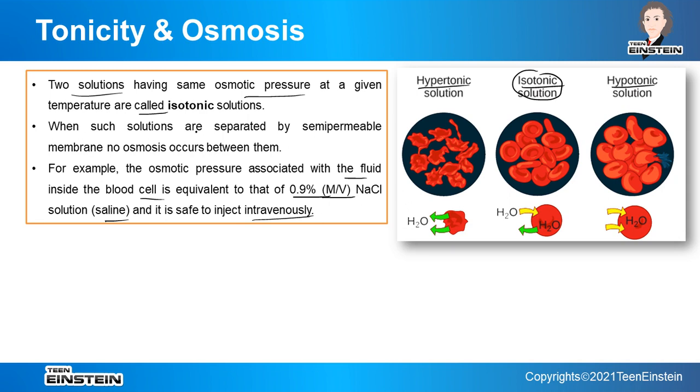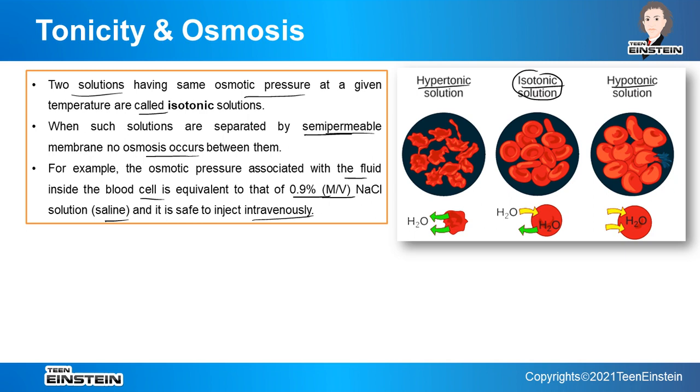When we separate these types of solutions by an SPM, a semi-permeable membrane, no osmosis will take place, because it is not required. Both sides have the same osmotic pressure, so why would osmosis take place?